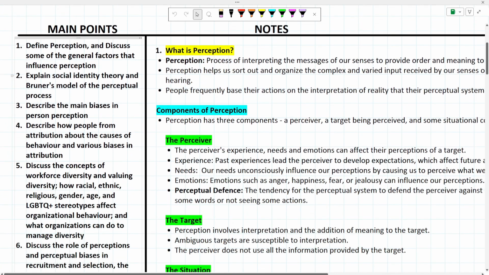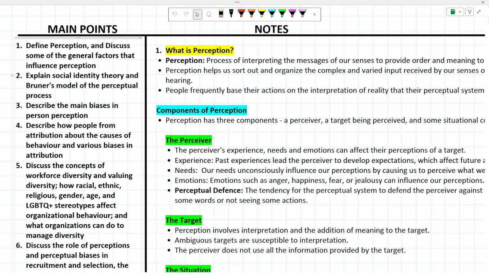So number 1, define perception and discuss some of the general factors that influence perception. 2. Explain social identity theory and Bruner's model of the perceptual process. 3. Describe the main biases in person perception. 4. Describe how people form attributions about the causes of behavior and various biases in attribution.